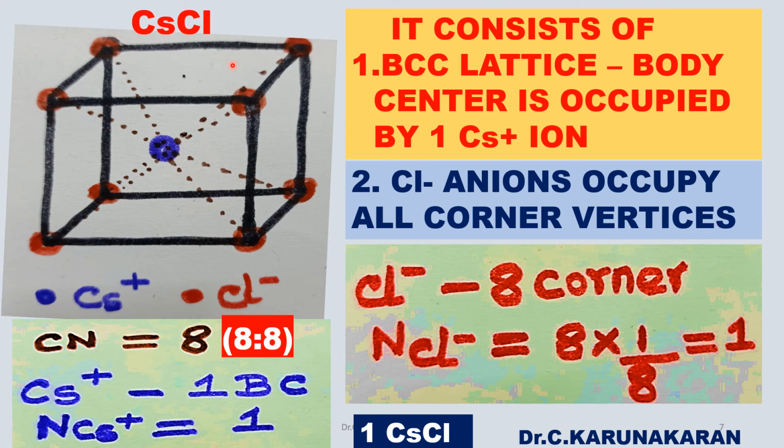Cesium chloride is another example of an ionic crystal. The crystal structure of cesium chloride is shown here. The structure is determined by X-ray diffraction of crystals. It forms a body-centered cubic lattice. At the body center, one cesium ion is present. The 8 corners are occupied by Cl minus ions, as shown here.